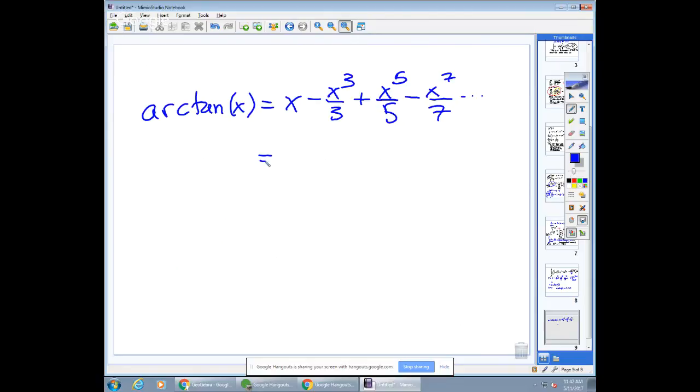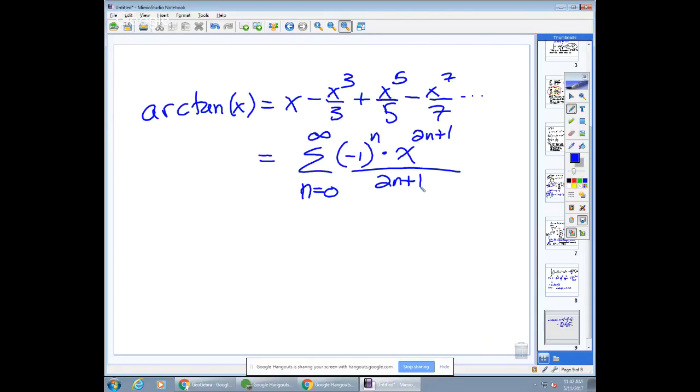In summation notation, if I wanted to write that, it would be the sum as n goes from 0 to infinity of -1 to the n times x to the 2n plus 1 over 2n plus 1. Let's make sure I got that right. My claim is that this is when n is 0, 1, and 2. So let's see. If n equals 2, -1 to the second is positive, so that checks. And then 2 times 2 plus 1 is 5. Okay, yeah, I got it right.